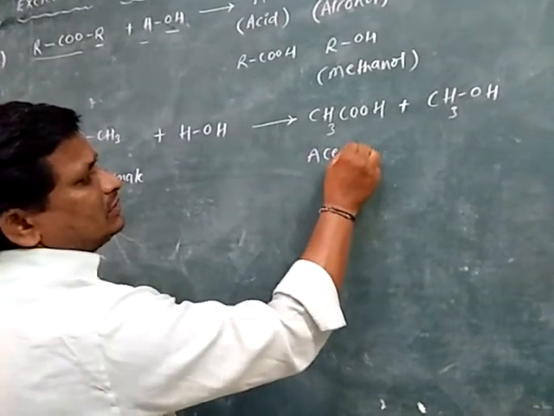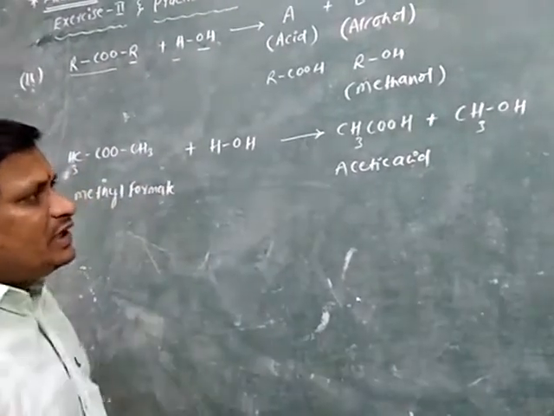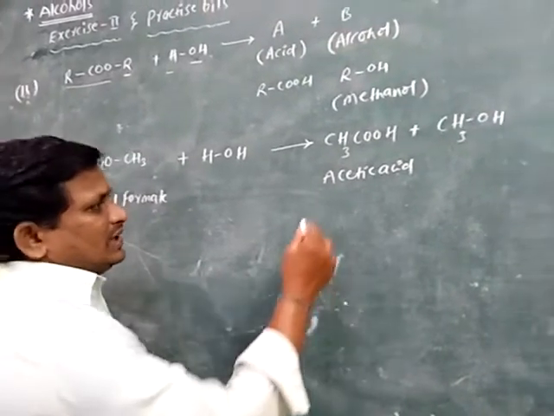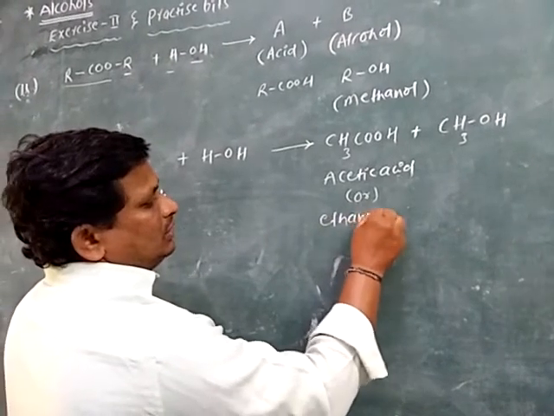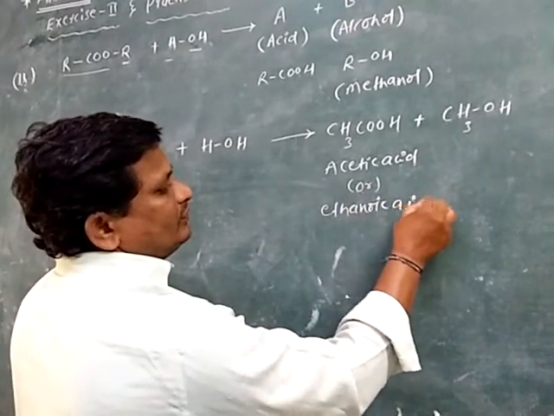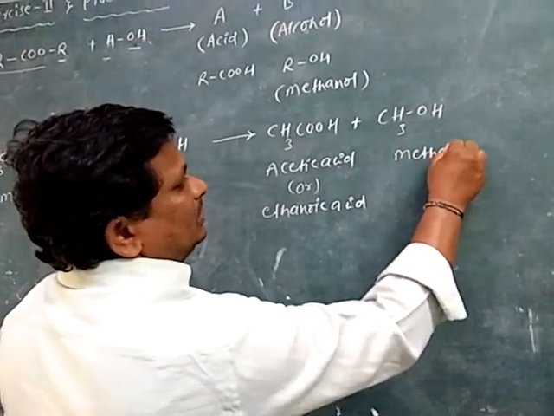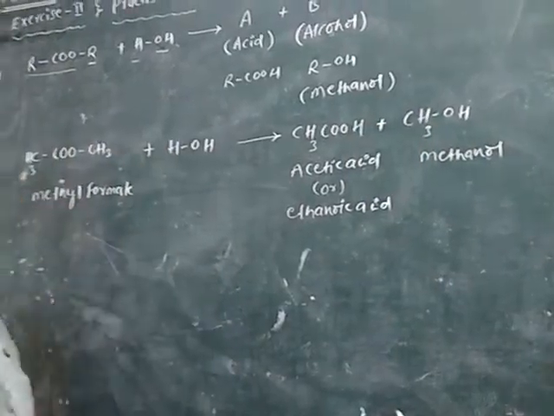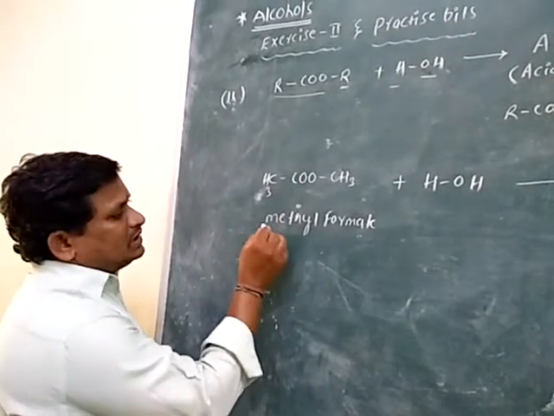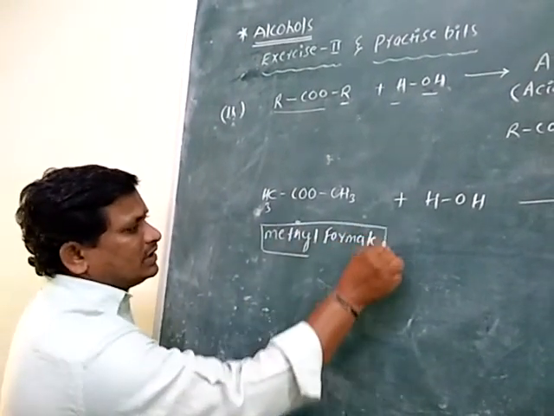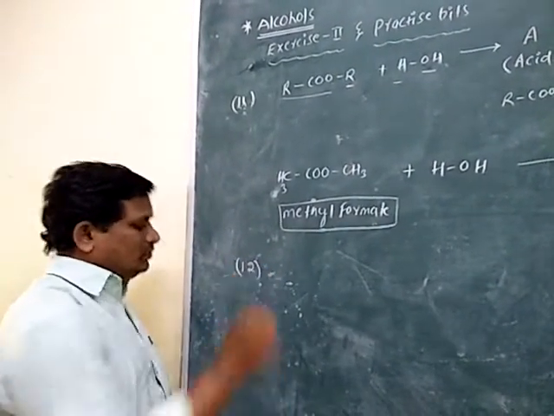The name is acetic acid, or its IUPAC name is ethanoic acid. So the obtained alcohol is methanol. So now, according to the four options, the ester is methyl formate. The answer is methyl formate. So then, next one, bit number 12.